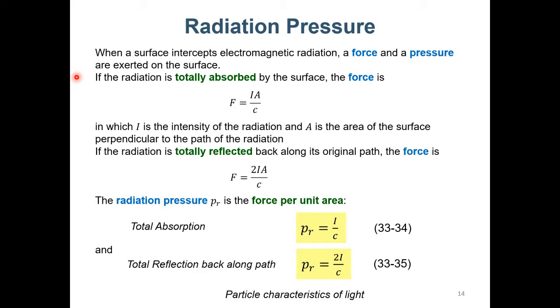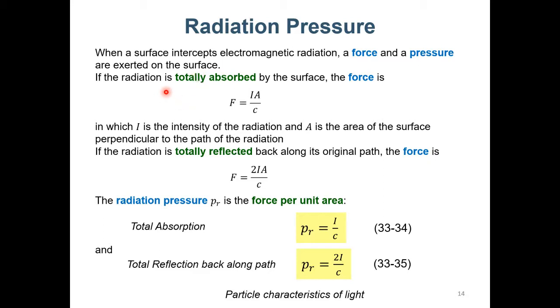This case is about radiation pressure. Chinese is called 网压. Actually, when a surface intercepts electromagnetic radiation, force and pressure are exerted on the surface. So sometimes when you are under a spotlight, you feel that there is some pressure from the light, and actually you can really feel that.